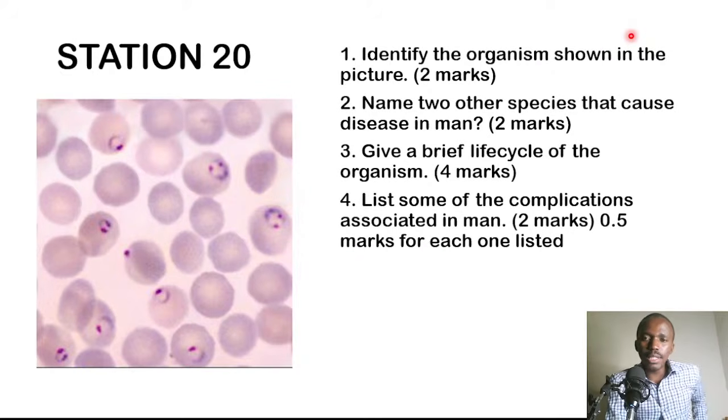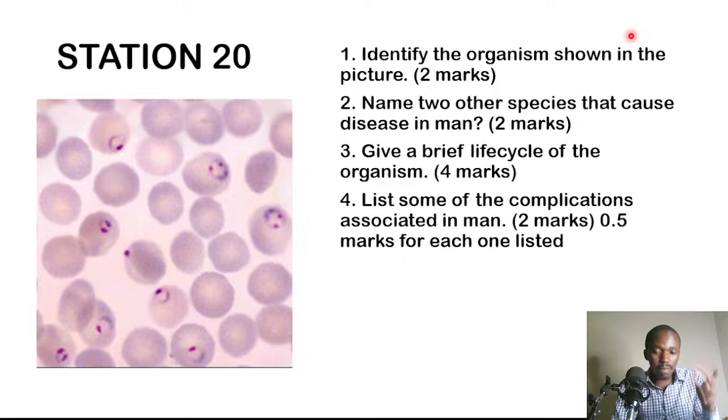Moving on to station 20: identify the organism in the picture. Name 2 species that cause disease in man. I would actually just say 4 species. Give a brief life cycle of the organism. List some of the complications associated in man. So again, this is one of those stations. If you miss this, then I don't know.